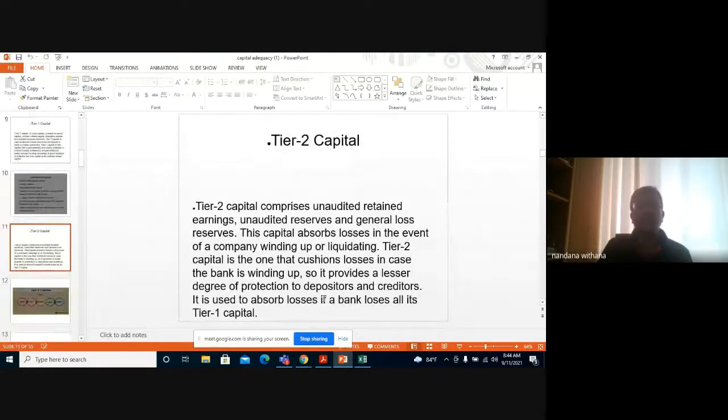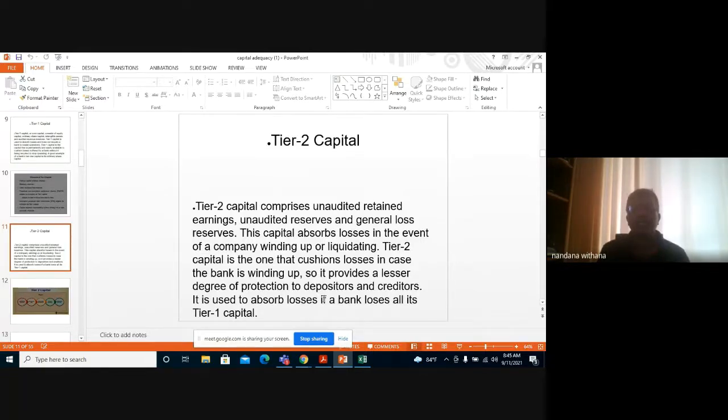Tier 2 capital comprises unaudited retained earnings, unaudited reserves, and general loss reserves. This capital absorbs losses in the event of a company winding up or liquidating. Tier 2 capital cushions losses in case the bank is winding up. Tier 1 capital, or core capital, we said, is important to run the business. When the bank is making losses without ceasing its activities, you use Tier 1 capital. Tier 2 capital is for when the bank is winding up.